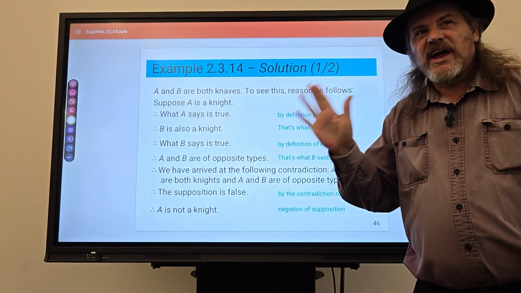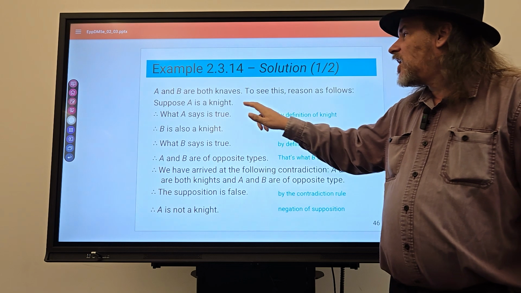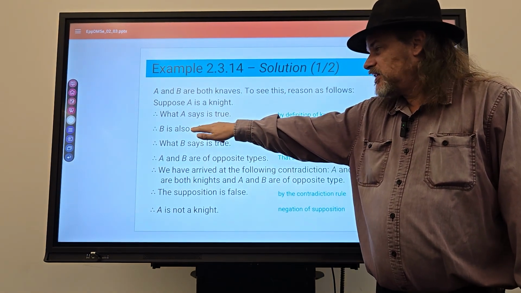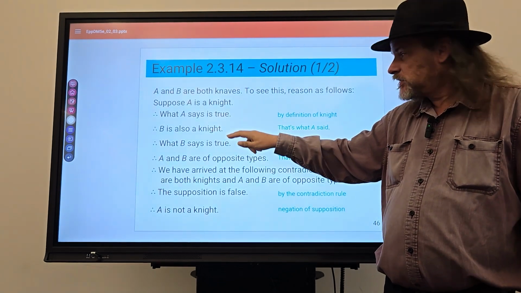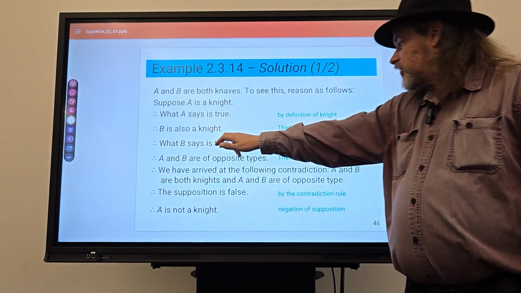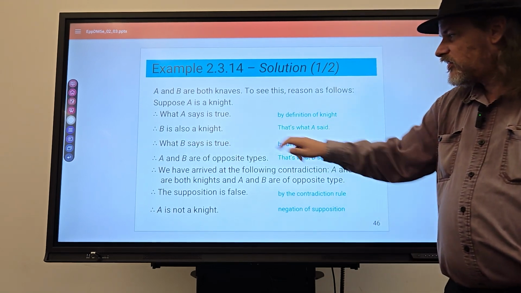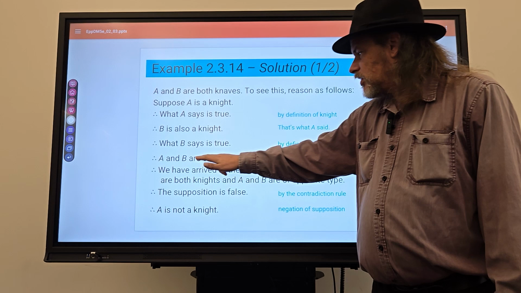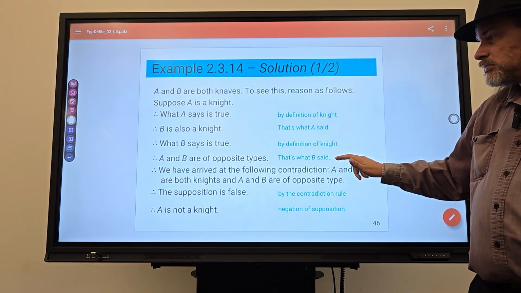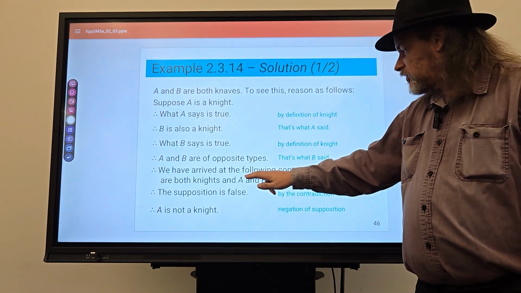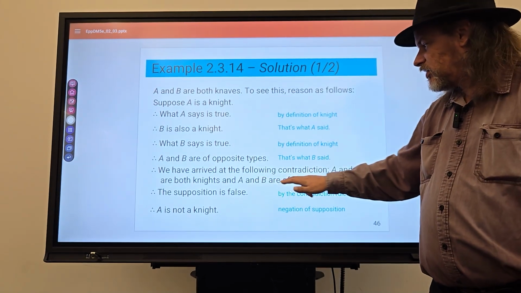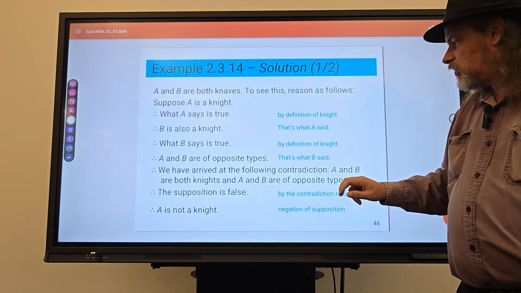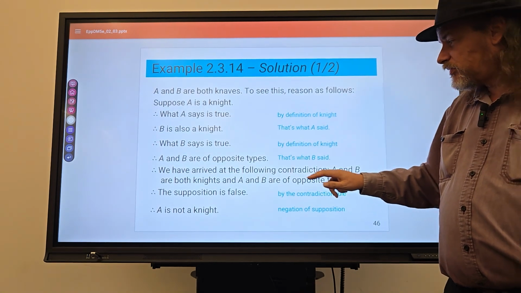So suppose A is a knight. What A says is true. Therefore, B is also a knight, because that's what A said. By the definition of a knight, what B says is true. Therefore, A and B are of opposite types. That's what B said. We have arrived at the following contradiction: A and B are both knights, and A and B are of opposite type. Oops. The supposition is false.